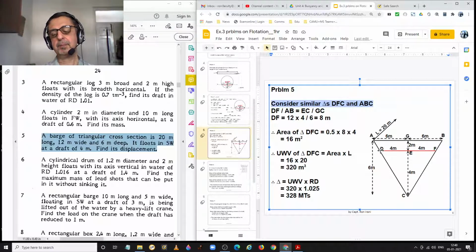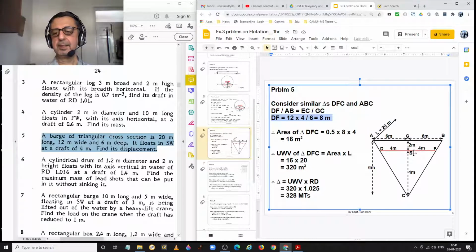We compare similar sides, that is AB upon DF, or let us take it the other way around, DF upon AB equal to EC upon GC. Out of these four, only DF is unknown to us. So therefore we have DF divided by AB is equal to EC upon GC. DF therefore is equal to 12 into 4 divided by 6, and that gives us 8 meters.